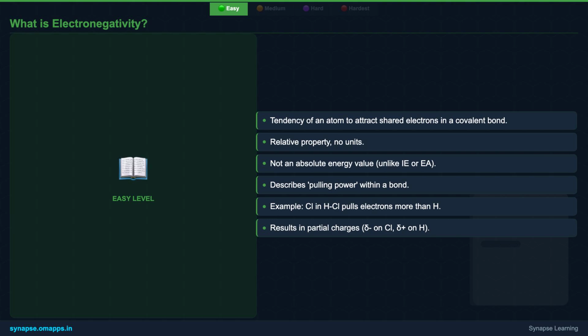For instance, in a hydrogen chloride bond, chlorine is more electronegative than hydrogen, so it pulls the shared electron pair closer, giving itself a slight negative charge and leaving hydrogen with a slight positive charge. This pulling power isn't an energy value, but a measure of its attraction within a bond.